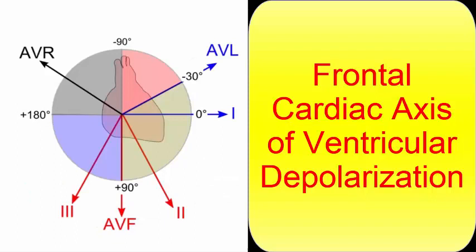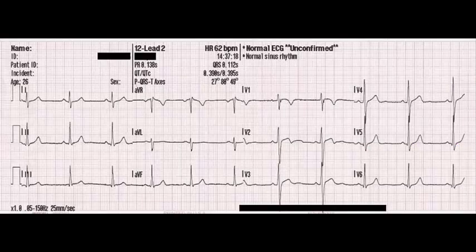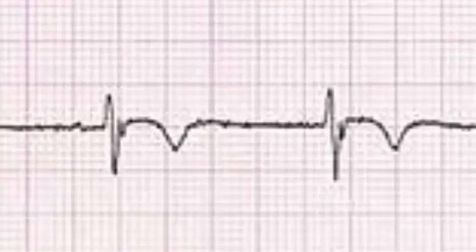What is meant by the frontal cardiac axis of depolarization, or in simpler terms, axis? Axis is the average of all the ventricular depolarization vectors recorded by the frontal leads, that is lead 1, 2, 3, AVL, AVR, and AVF. When the depolarization vector is at right angles to a particular lead, the ECG record in that lead is equally negative and positive and is also called isoelectric.